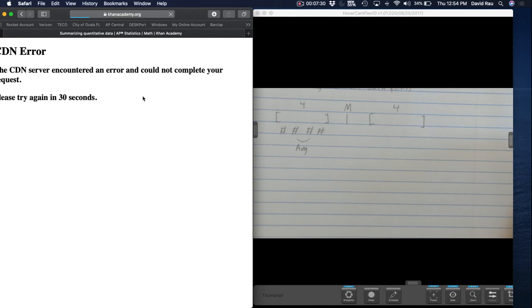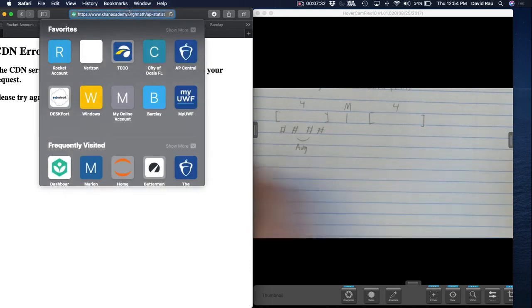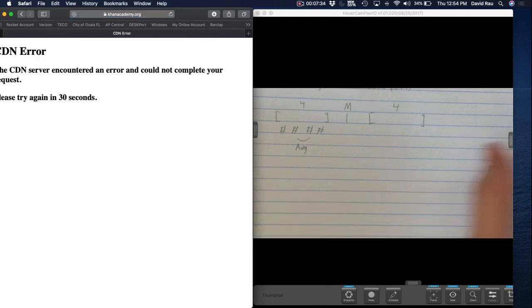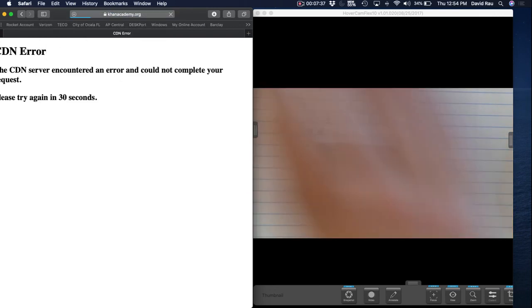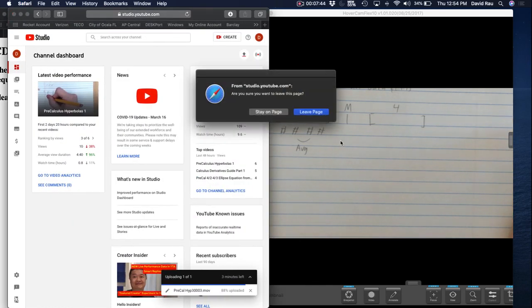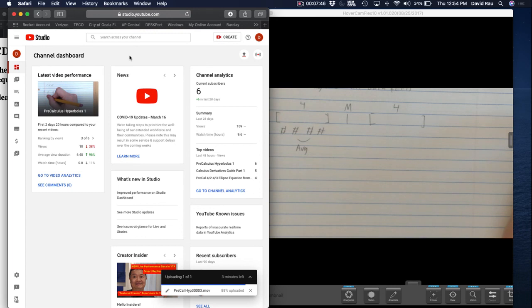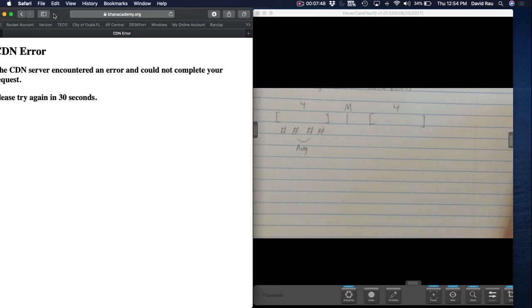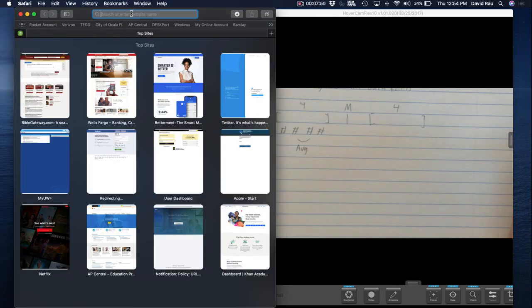Ooh, fun. Wow. This is so convenient. Now I gotta keep that going. Let me close this window and try to reload.